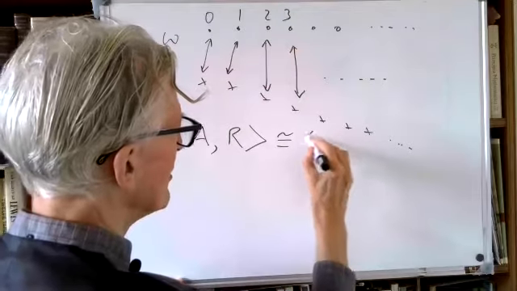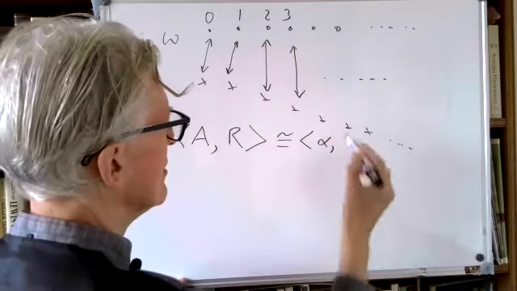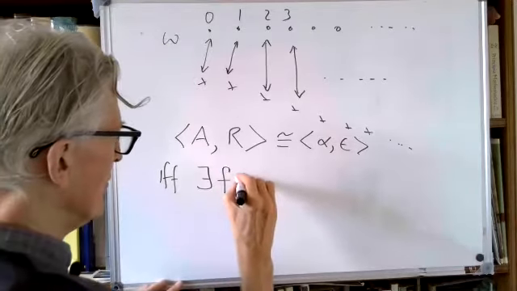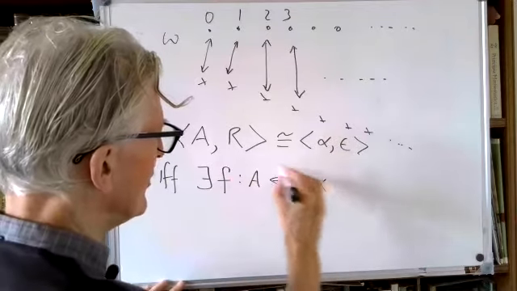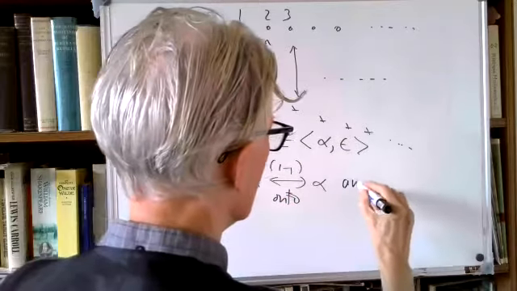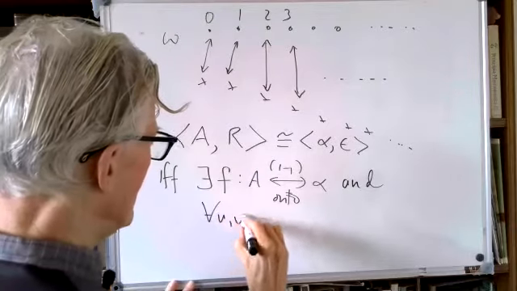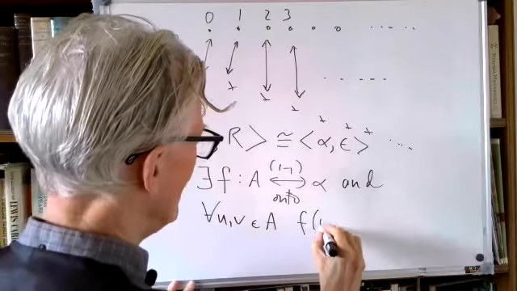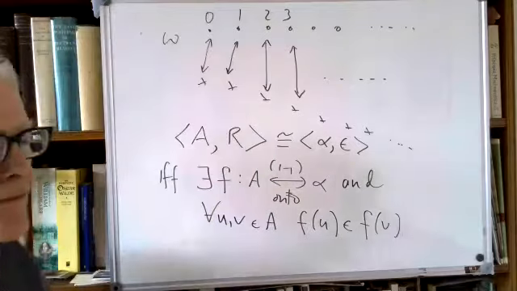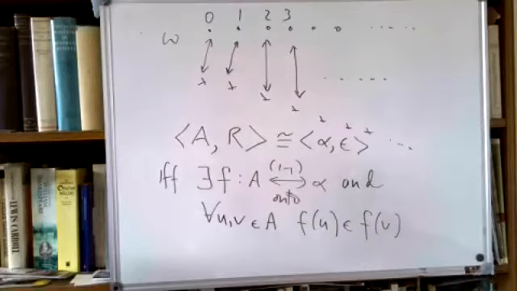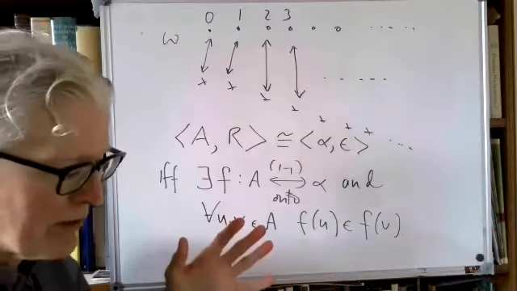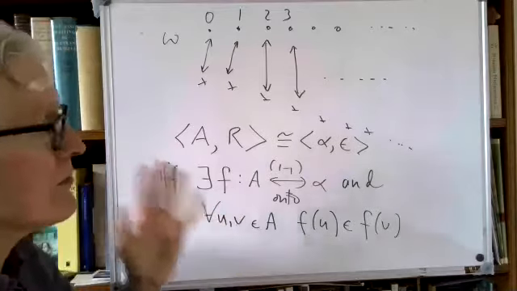So this is isomorphic to this ordinal with epsilon if there is some function which goes between A and alpha, it's a bijection, and it's order preserving. So for all U and V in A, F of U is epsilon below F of V. And we have a theorem due to Mirimanov that every well ordering is isomorphic to an ordinal.